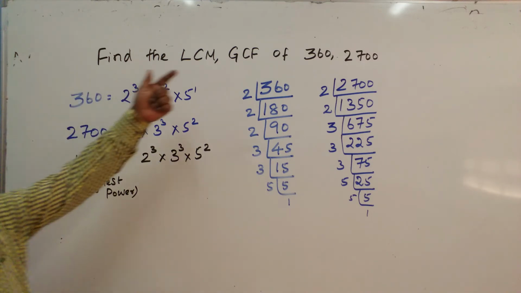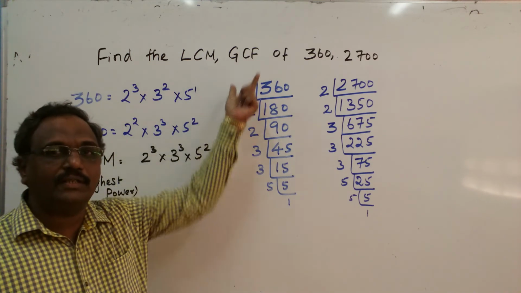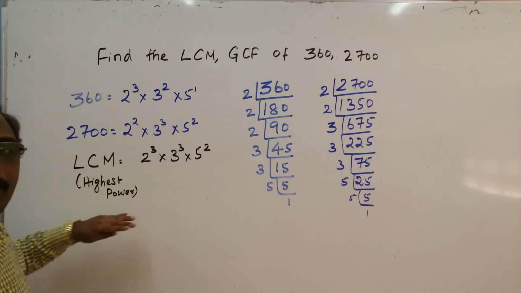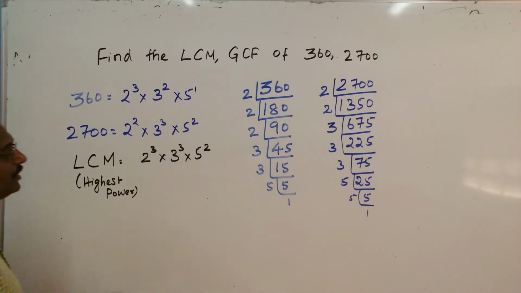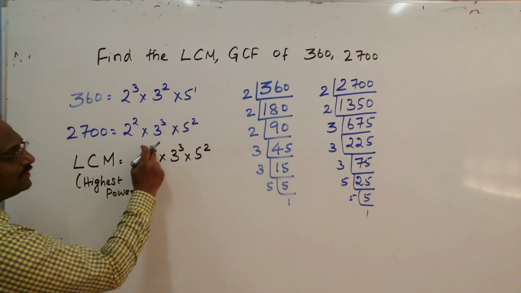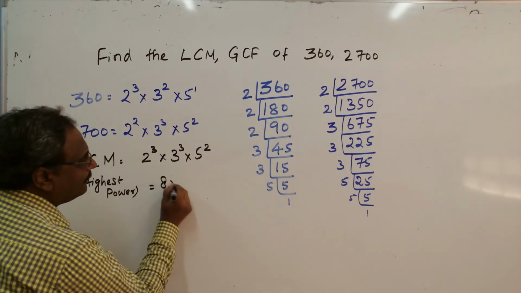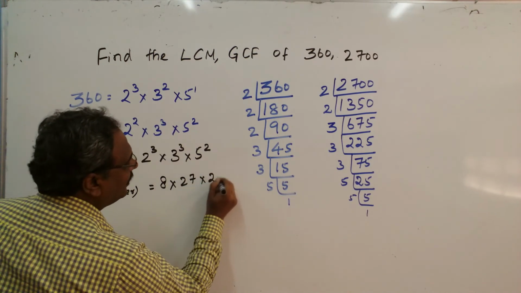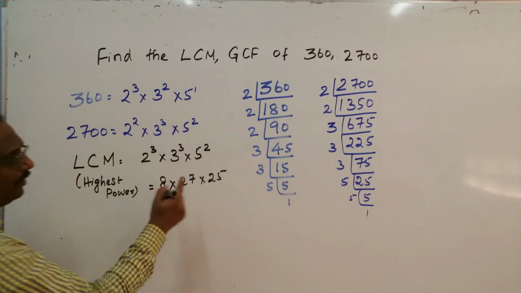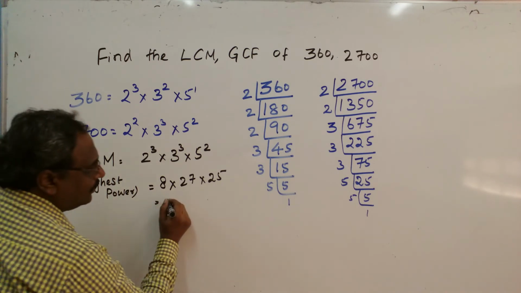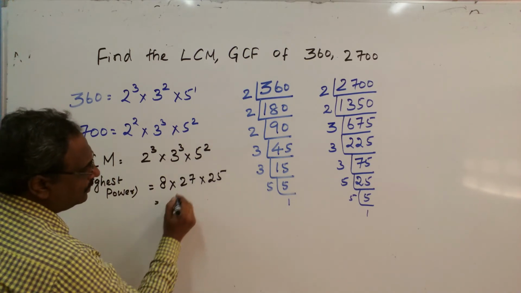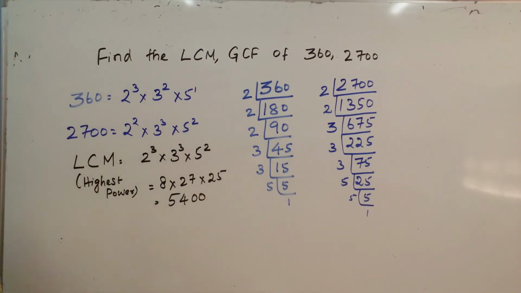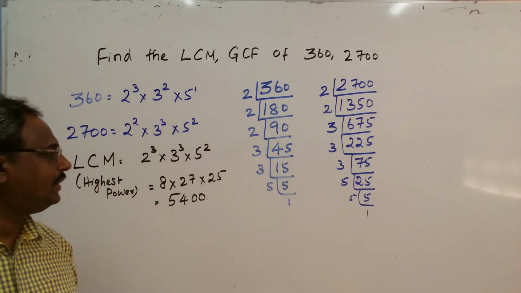And when we go for GCF, we will take the opposite. We are going to take the lowest power. Now I am going to simplify this. What is 2 power 3? This is 8. 3 power 3 is 27. 5 power 2 is 25. So I am going to multiply these. 25 times 8 is 200, and 200 times 27 is 5,400.